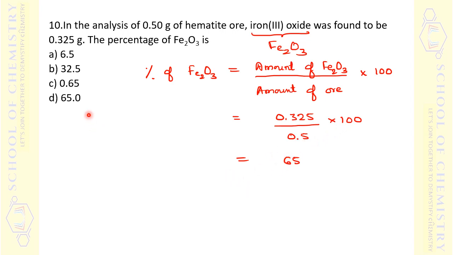So therefore 65%. Here, to confuse you, they have given 6.5, 0.65 and so on. You should be very careful. It is 65% because they have asked the thing in percentage, so the answer should be this option D, 65%, straight away. That should be the answer for this.